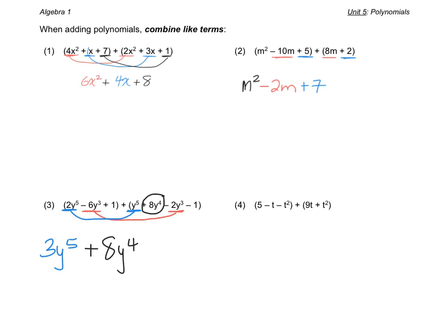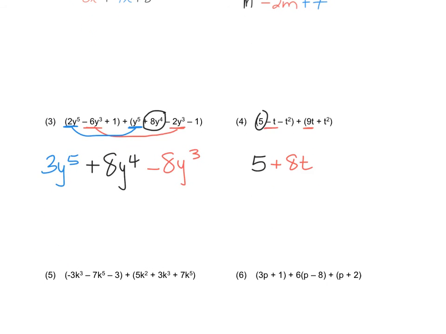So negative 6y to the third minus 2y to the third is negative 8y to the third. And then positive 1 and negative 1 will add to give me a 0, so that's going to cancel out. All right. Nothing to combine with the 5. I can combine a negative t with a 9t to give me what? 8t. And what happens when I take negative t squared and add to it a t squared? Nothing. You get a 0.